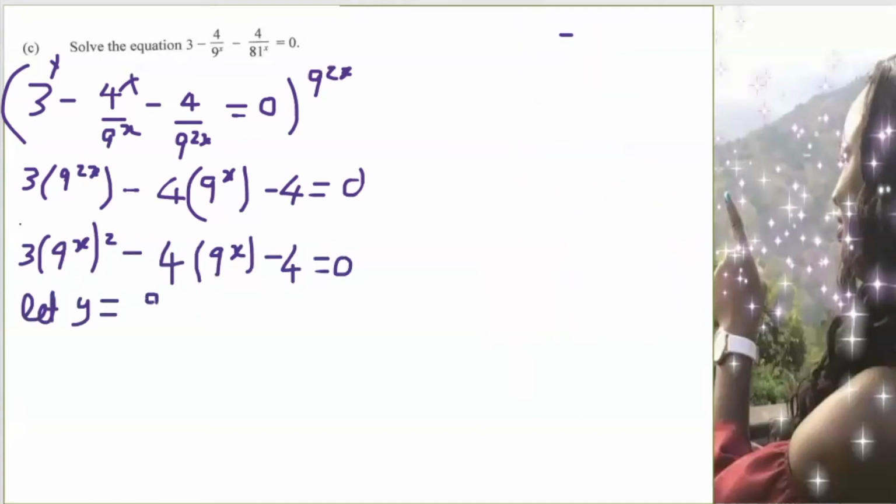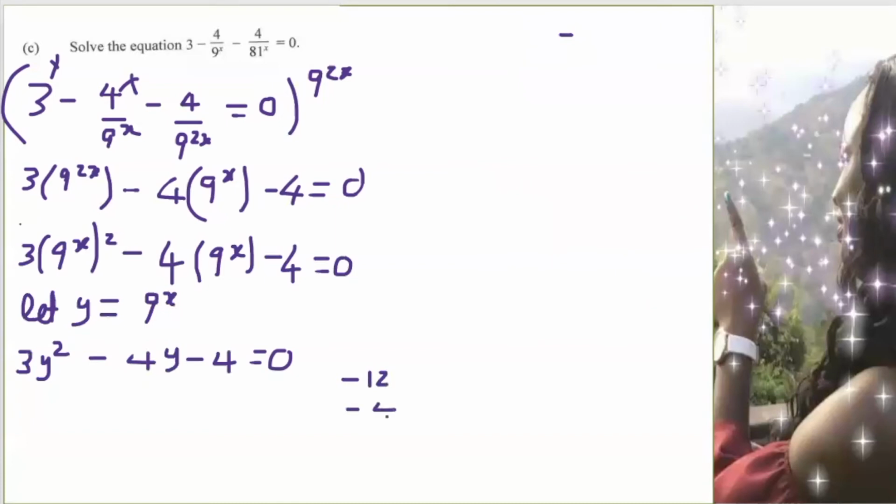So now we're going to let y represent 9 to the x. Replacing 9 to the x here, I will have 3y squared minus 4y minus 4 equals 0. Now this is where we factorize. By right, if you don't like to factorize, you can use a formula, but for me, I'm going to factorize.